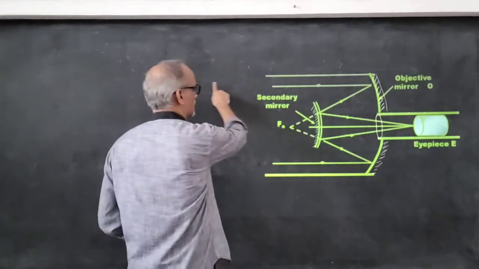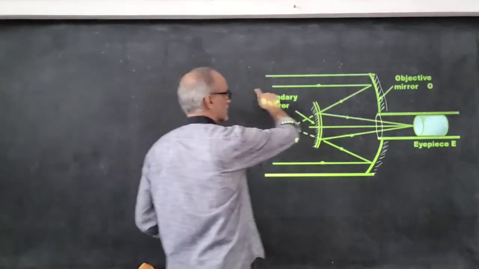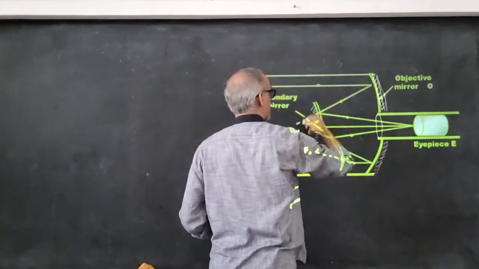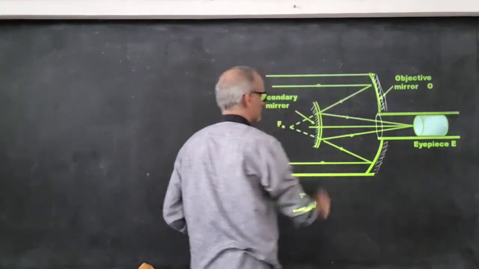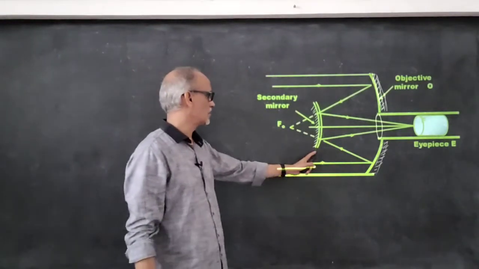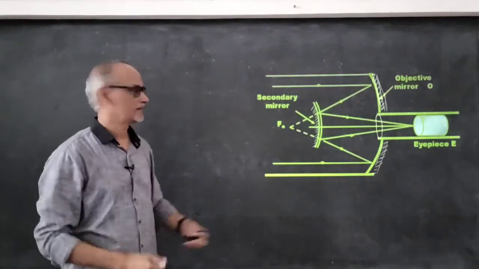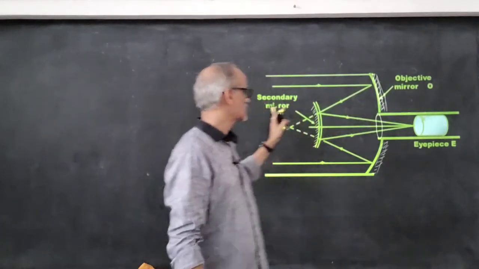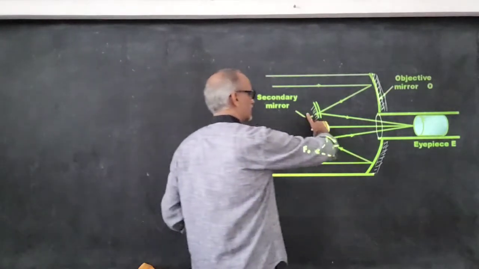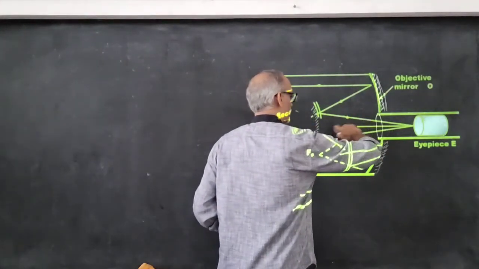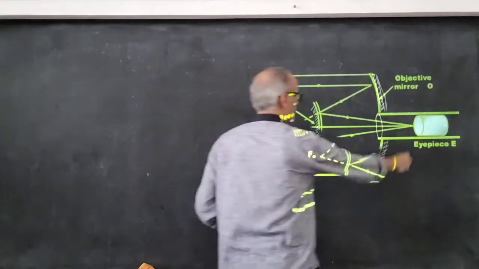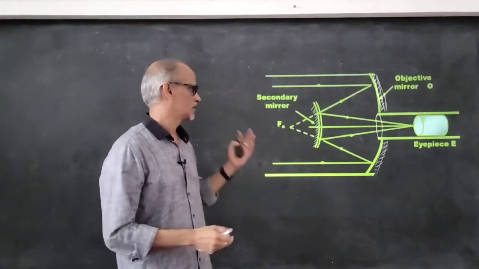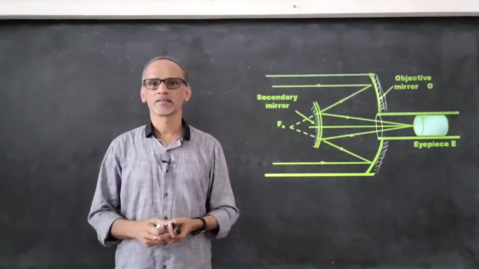Here, a parallel beam from a distant object falls on the mirror. This is the mirror, and it gets reflected like this and again falls on the convex mirror, which acts as a secondary mirror. The objective mirror is the primary mirror, this is the secondary mirror. The rays again get reflected and are focused at a particular point, and that is how we can see the image through the eyepiece of the Cassegrainian telescope.